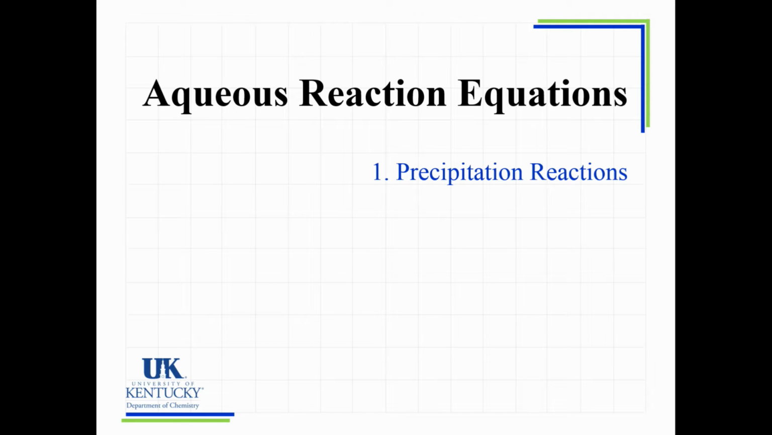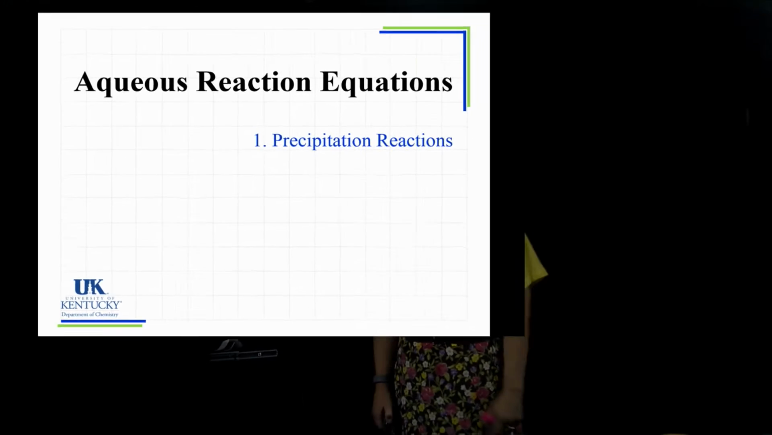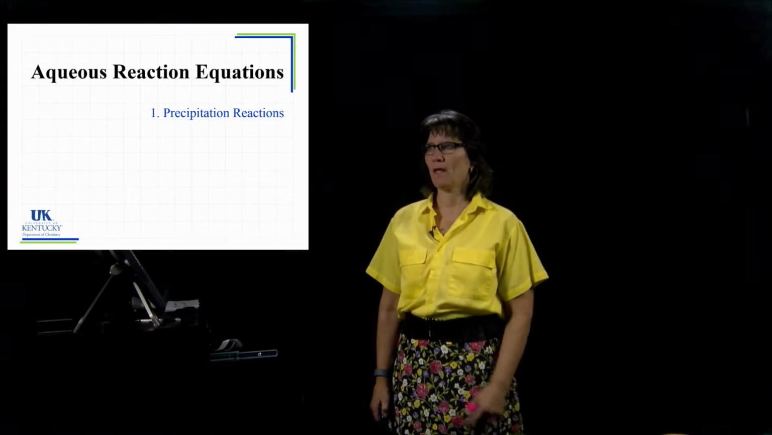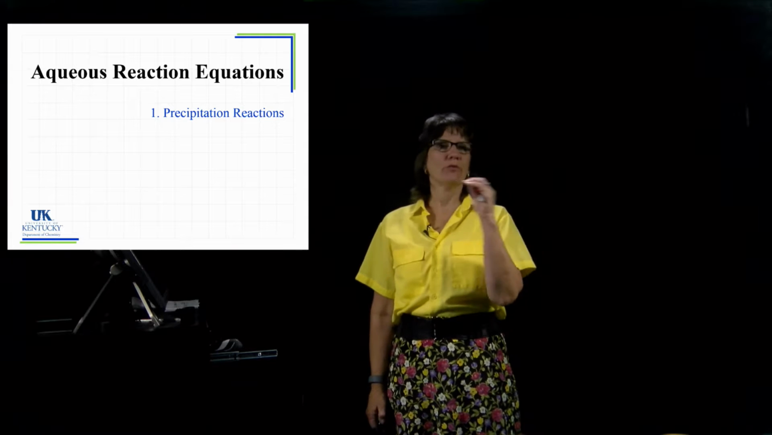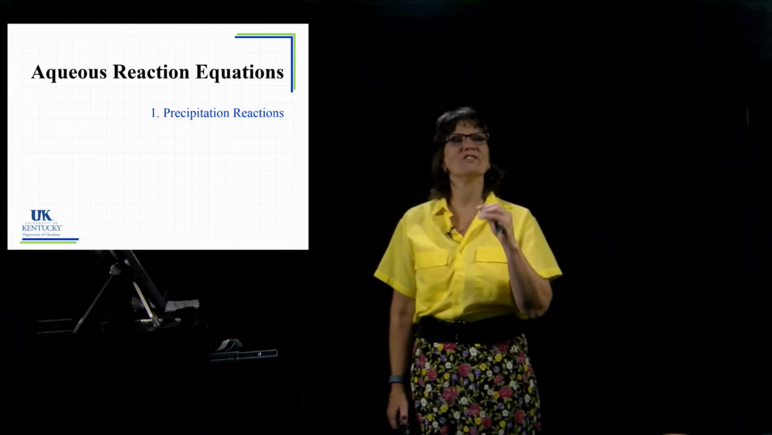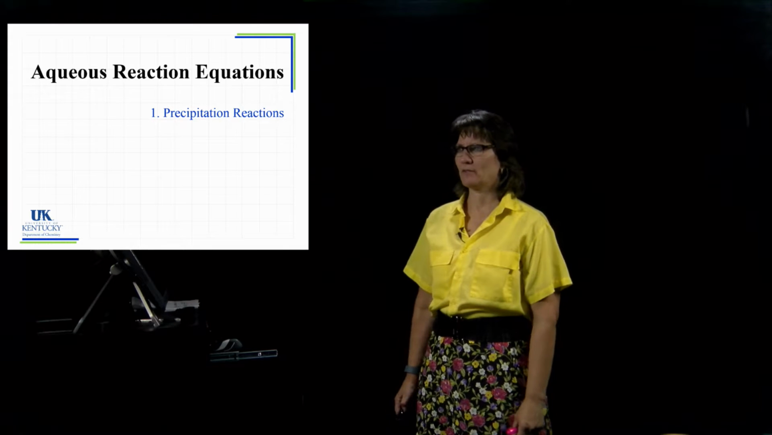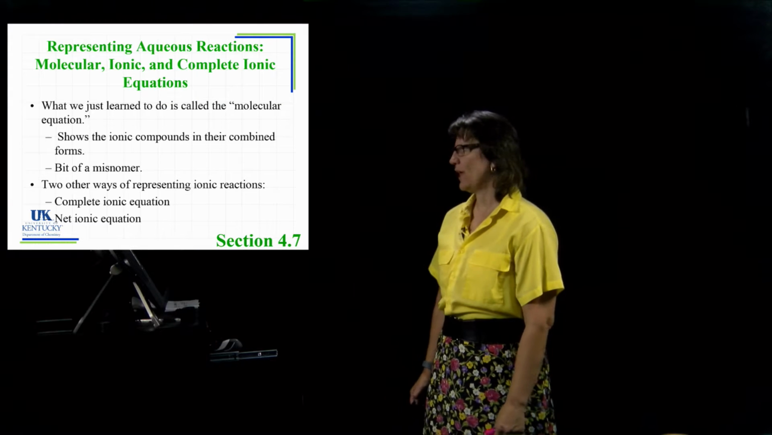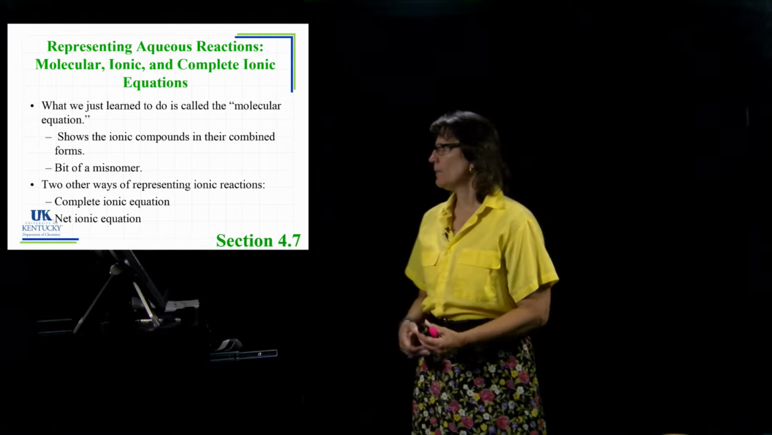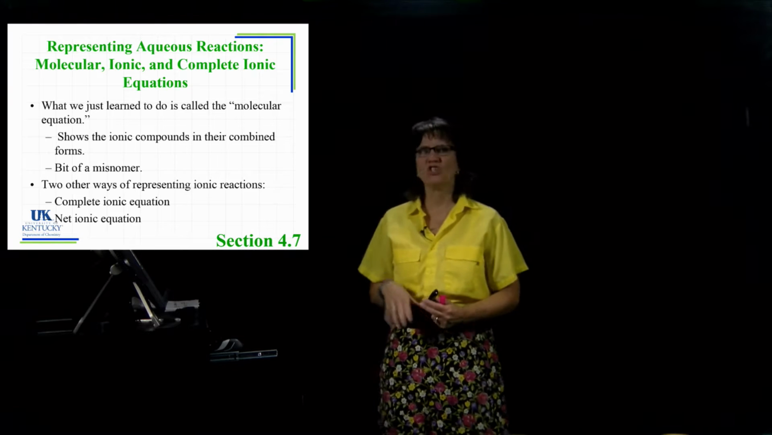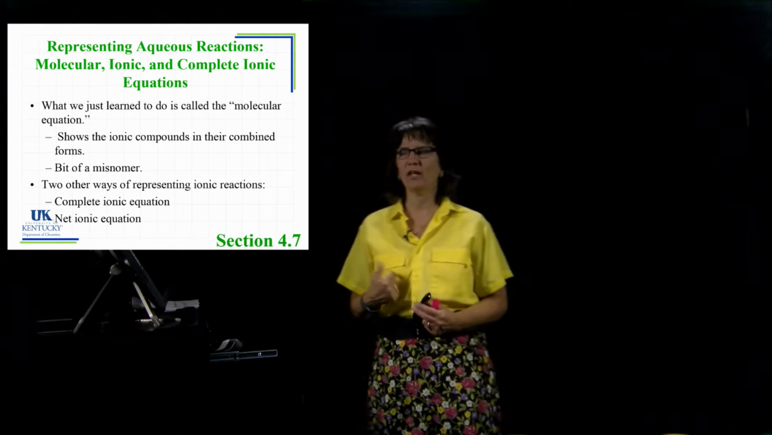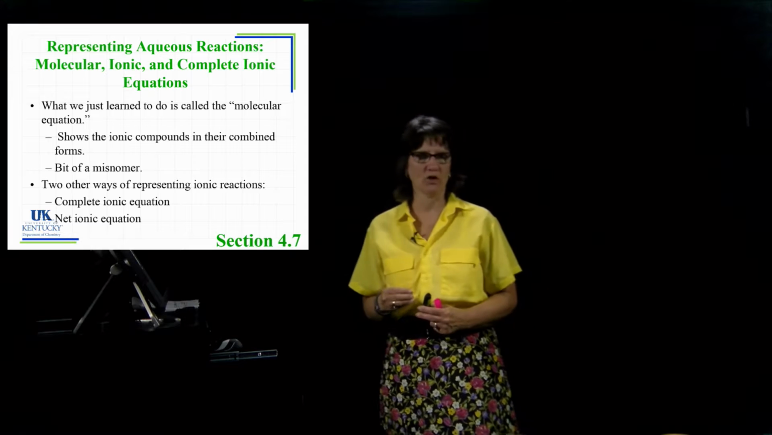In our previous lesson, we learned to predict if a precipitation reaction would occur. And now we're going to learn all the different ways that you can write a precipitation reaction taking place. There are various ways to do that. Okay? So what we had just written in our previous lesson was called a molecular equation.